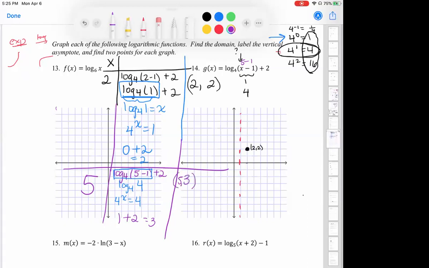That's 1, 2, 3, 4, 5, and I go up 3: 1, 2, 3. I have this point right here. One side is going to go towards the asymptote, and the other one is going to pull away. And that is our graph.